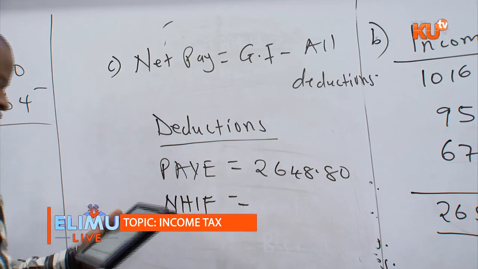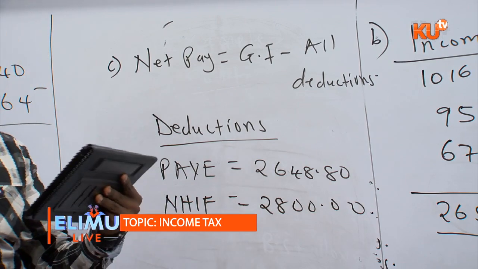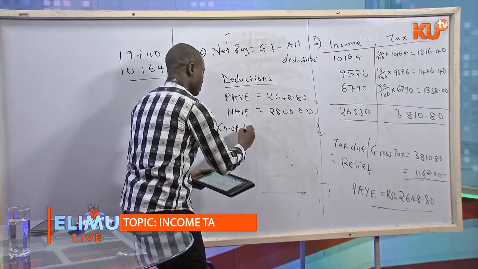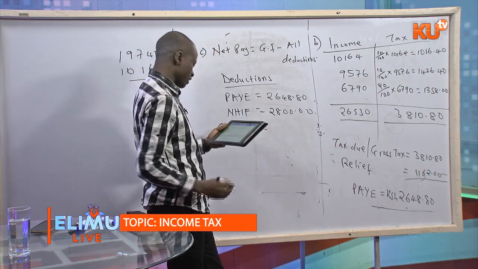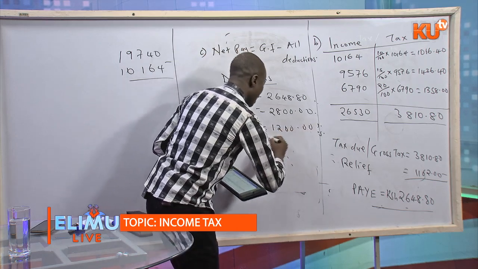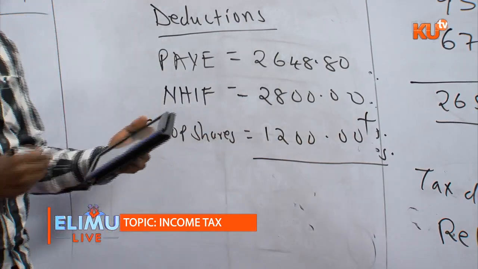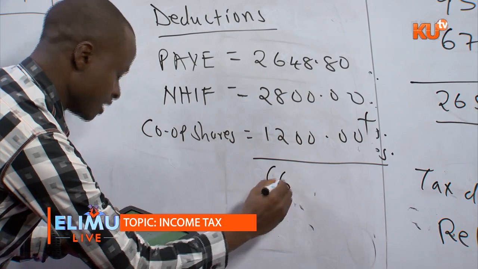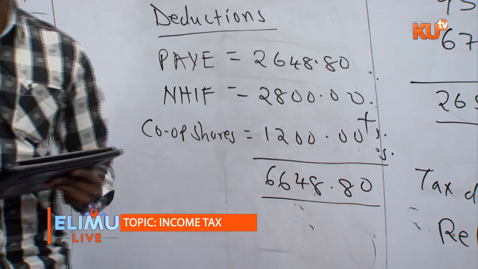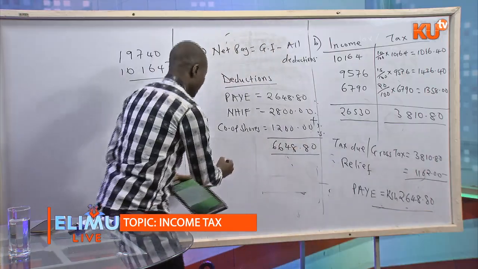Then what else? We had NHIF. How much is that? 2,800.00. Then what else? Cooperative shares. So you just write COP shares. COP shares will give you 1,200.00. Then add all these. These are all deductions. If you add those, what do you get? You get 6,648.80 as total deductions.